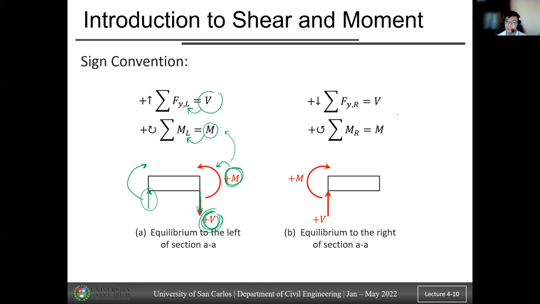So same goes on the right side of the beam. So still positive because again, everything declared on the left side of the equation are all positive values, regardless if there are other negative forces acting on that particular section of the beam.